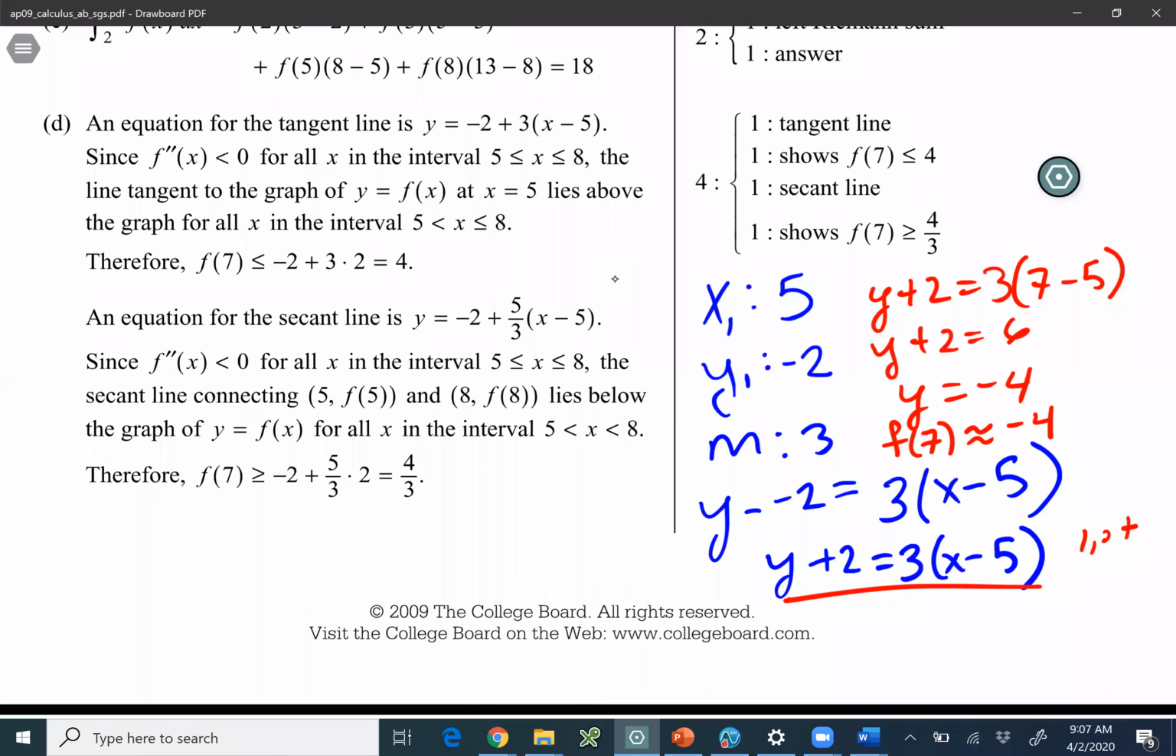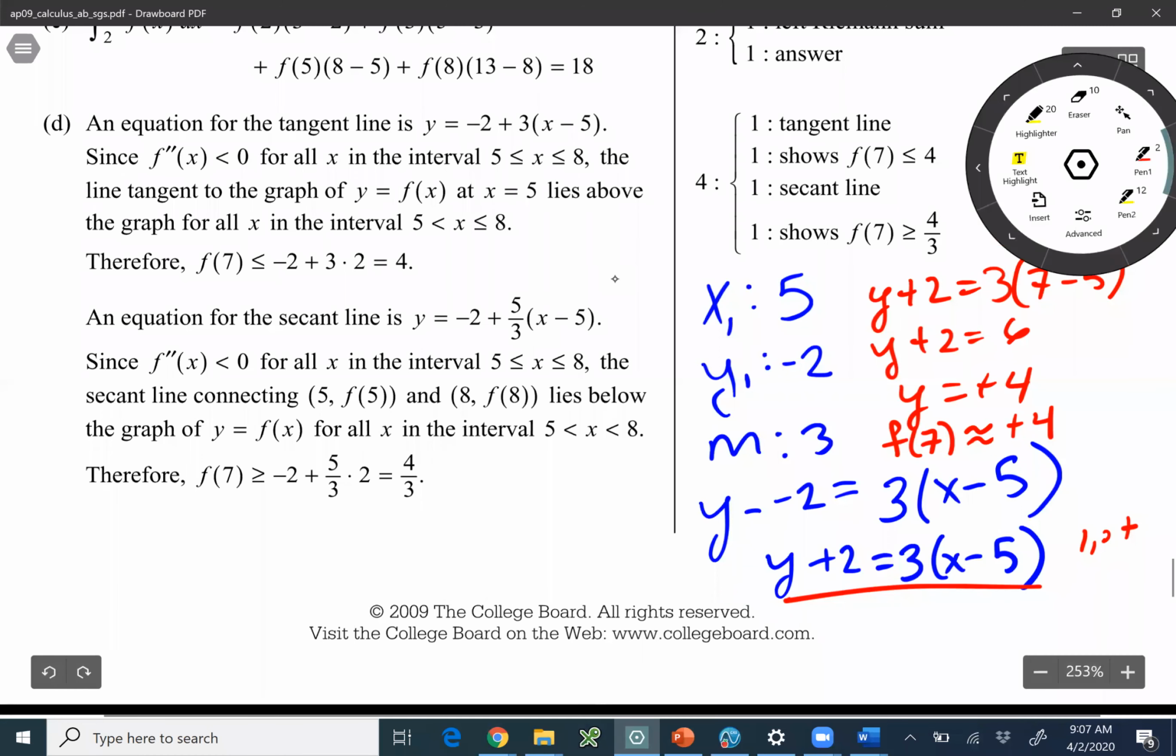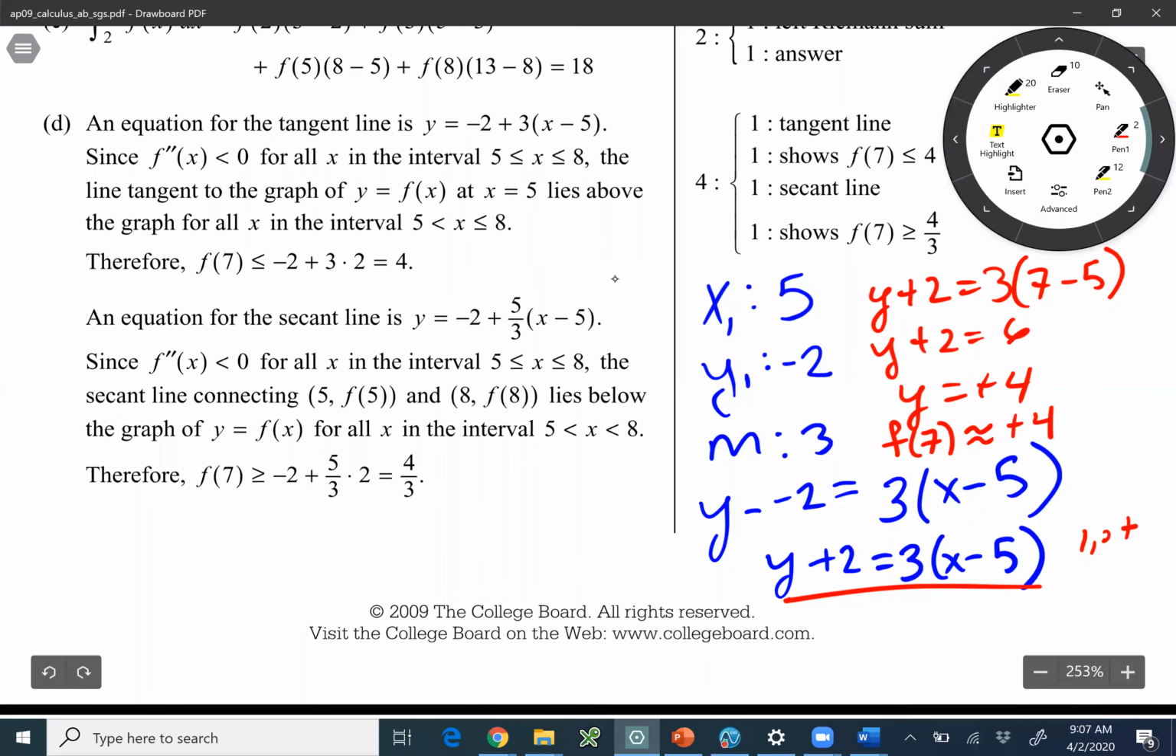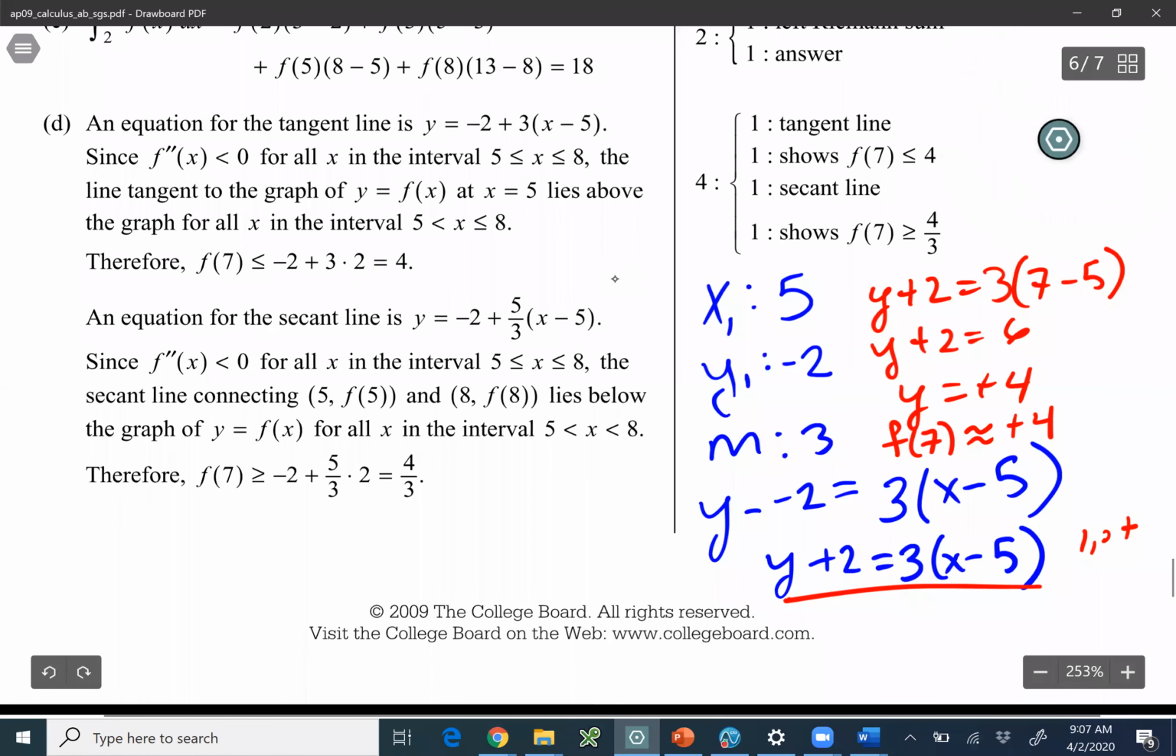So positive 4. 6 minus 2 is positive 4. I don't know where I got the negative. So we're getting f of 7 is approximately 4. Now, they wanted to show that it was less than 4. Well, the reason it has to be less than 4 is because it told us about that concave down, right?